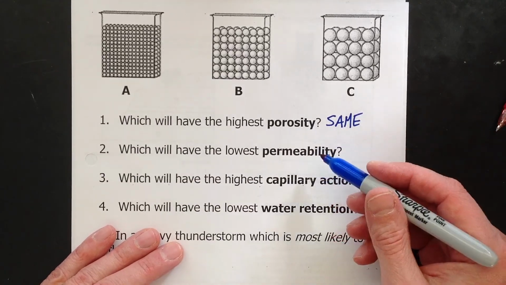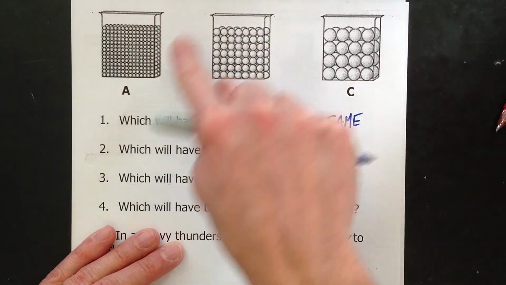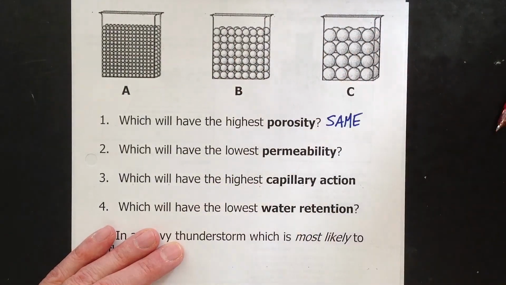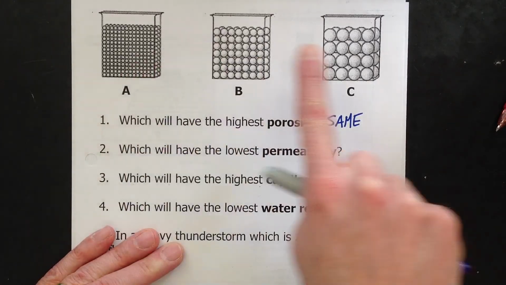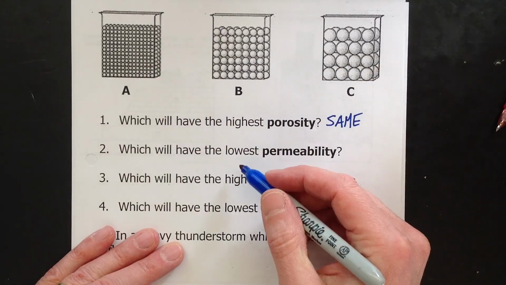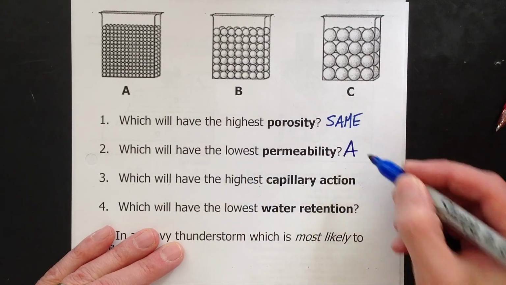Okay, 2, which will have the lowest permeability? Now we're talking about water flowing through, if it was open on the bottom. Lowest permeability means it flows through slowest, with the most difficulty, and that is a function of size. Lowest permeability would be A, the smallest. C would have the highest, A would have the lowest, and so that's the answer there.